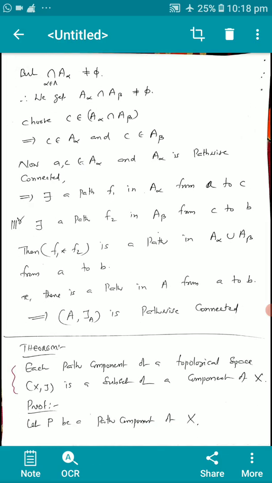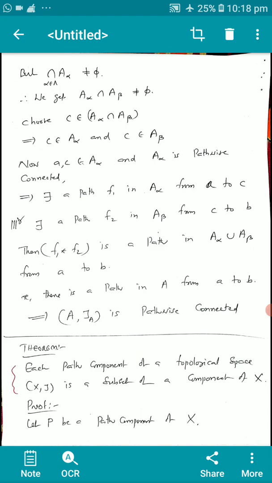Now we get a and c in A alpha, and A alpha is pathwise connected. That means there is a path f1 in A alpha from a to c. Similarly, we can prove that there is a path f2 in A beta from c to b. Thus, f1 star f2 is a path in A alpha union A beta from a to b. That is, there is a path in A from a to b. That means A, with respect to the subspace topology, is pathwise connected.